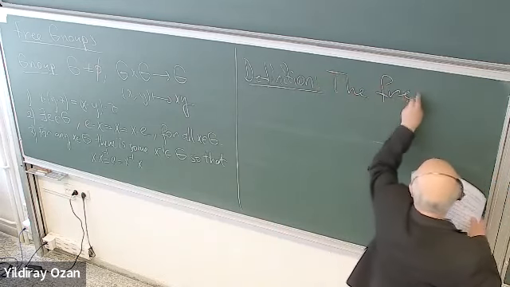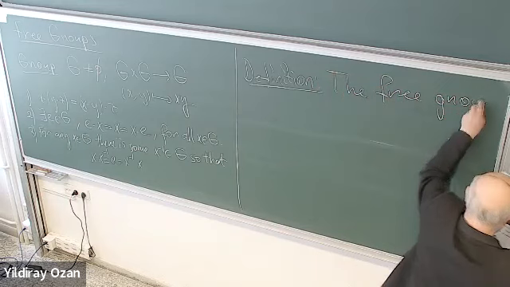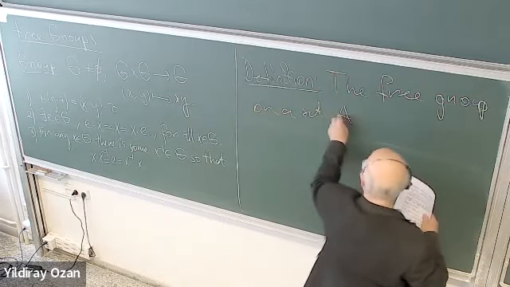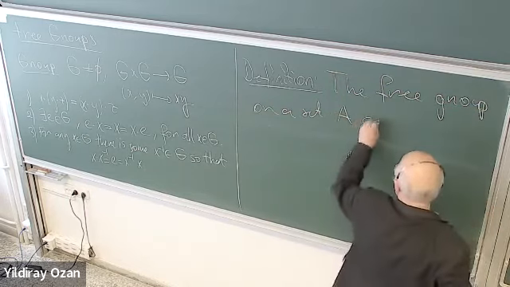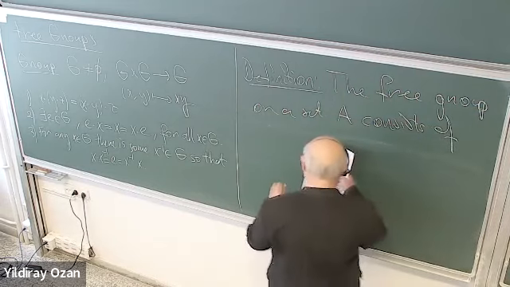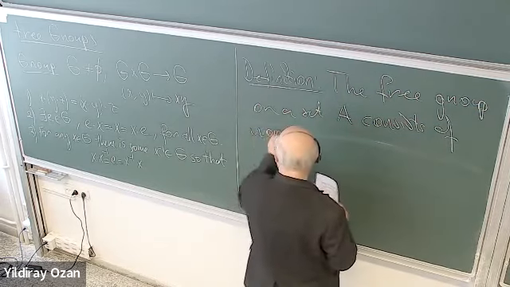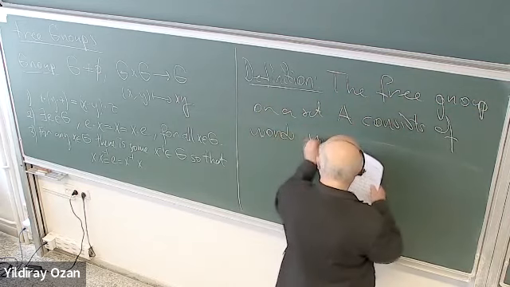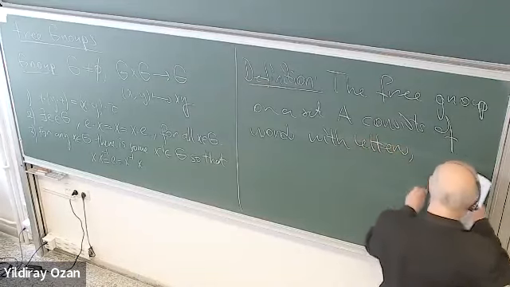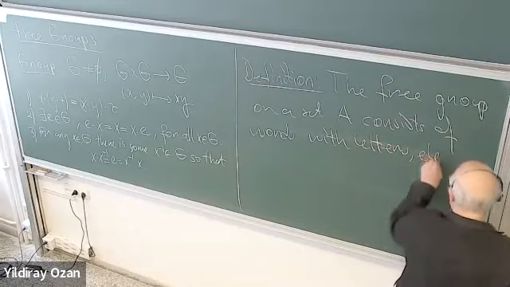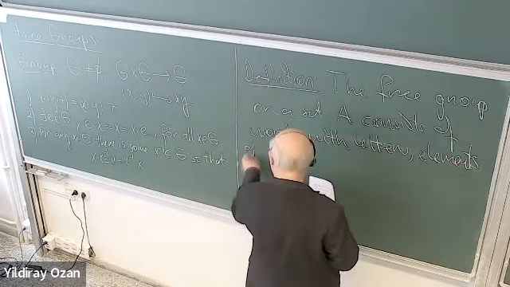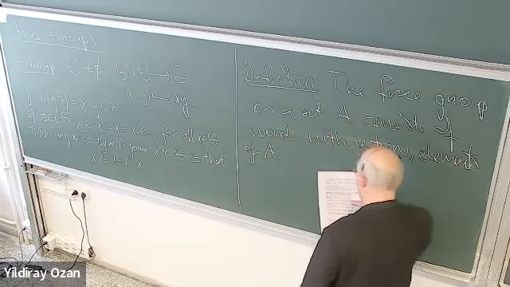The free group on a set A consists of words with letters, where letters are elements of A. Okay.